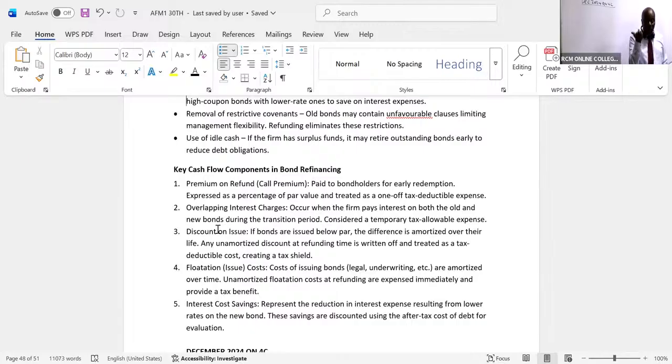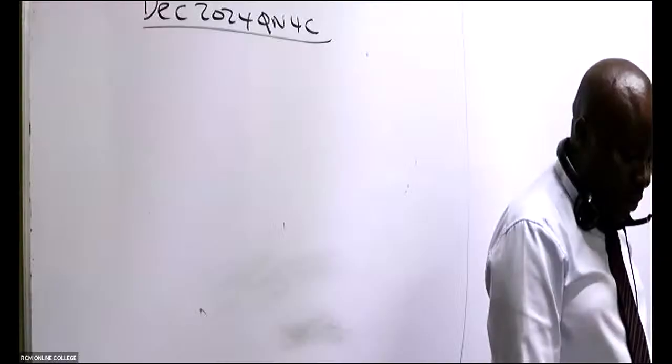Yeah, more, additional, just in case you want to pay the mortgage earlier. So we have here what we call premium on refund, the call premium, paid to bondholders for early redemption. Then we have what we call overlapping interest charges. How does this work?